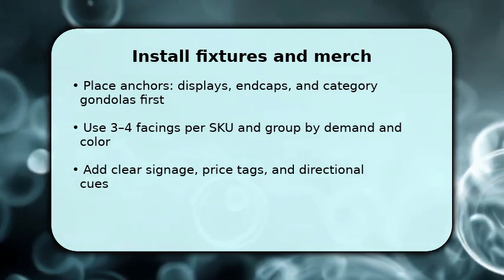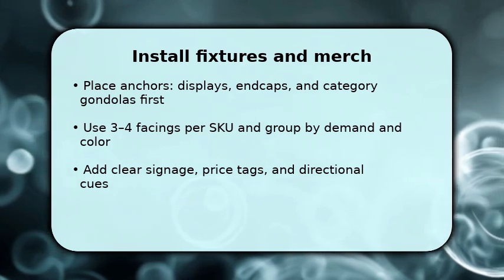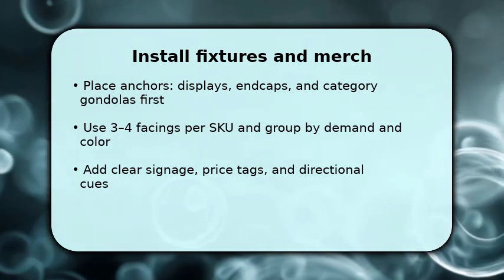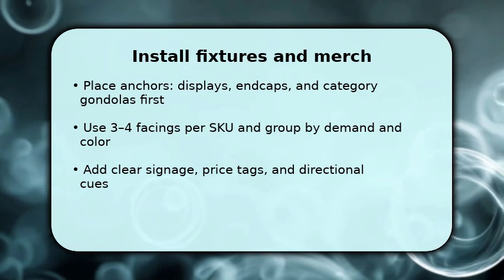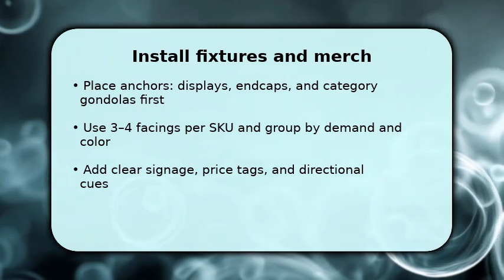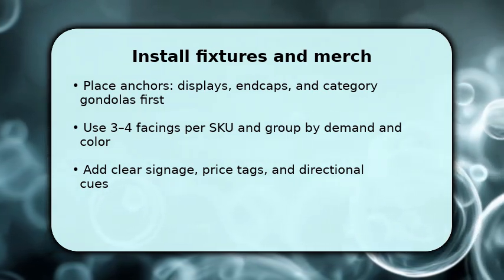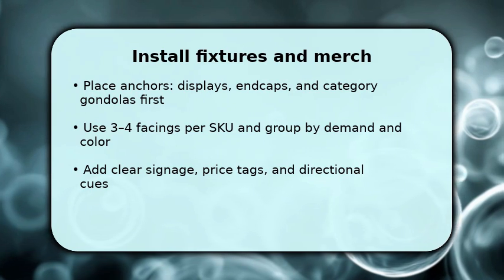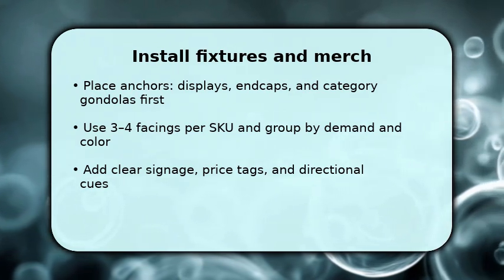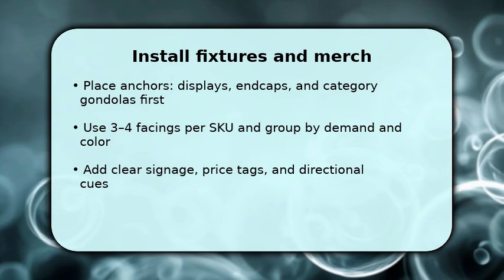3 to 4 facings per SKU is a good baseline, and group items by demand, usage, or color so shoppers understand options quickly. Make sure to add clear signage and price tags. Readable cues guide decisions and reduce staff questions, which improves conversion and speed at checkout.